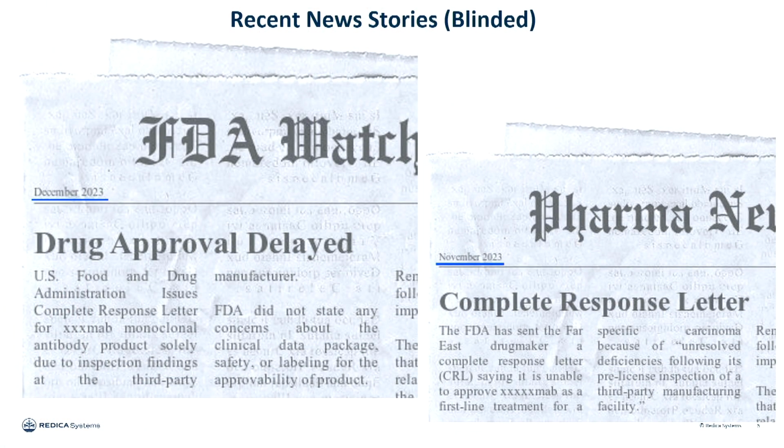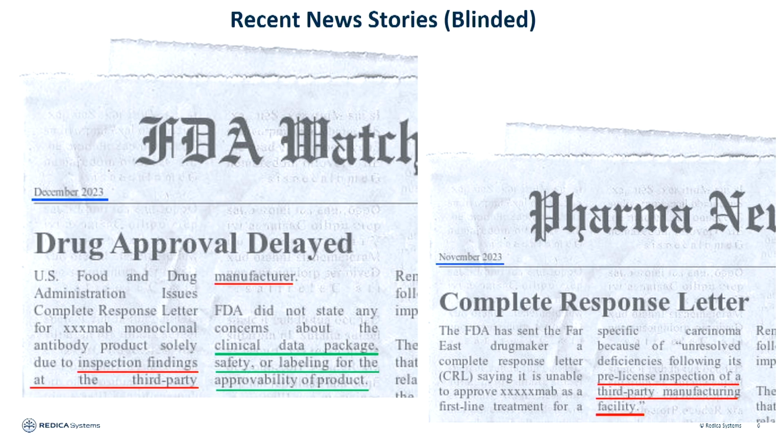Introduction, I'm going to start with some news stories. These are blinded. I found this nice little application that lets you make something look like a newspaper clipping, and I made up the journal titles. But the information is exact, and the dates you can see are very recent. What we're seeing here is inspection findings at a third-party manufacturer that delayed drug approval, and the clinical data package was fine, safety, labeling, none of that affected the approvability. It was the manufacturing inspection.